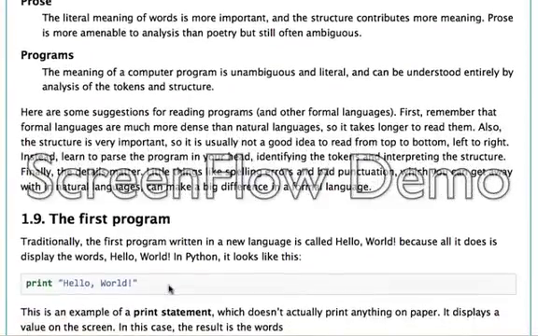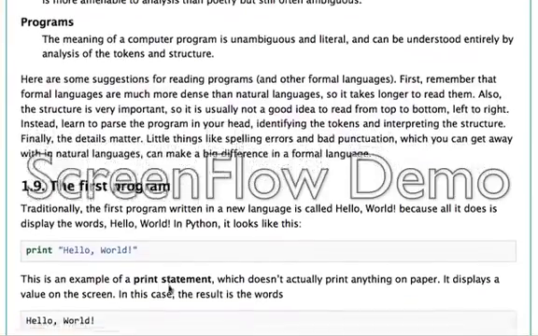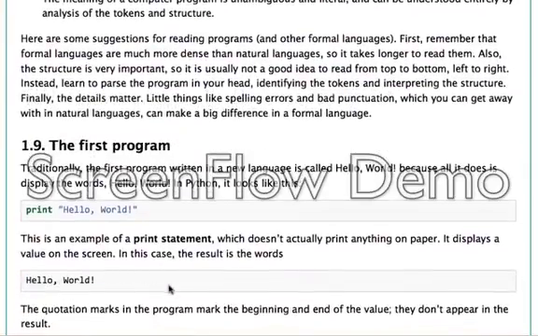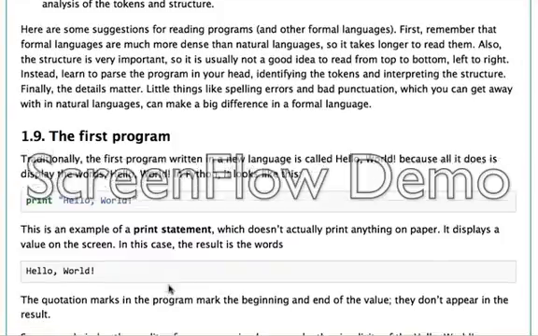Section 1.9, the first program. Traditionally, the first program written in a new language is called Hello World, because all it does is display the words Hello World. In Python, it looks like this: print "hello world" in quotes. This is an example of a print statement, which doesn't actually print anything on paper. It displays a value on the screen. In this case, the result is the words hello world.